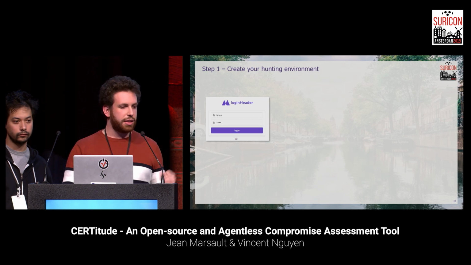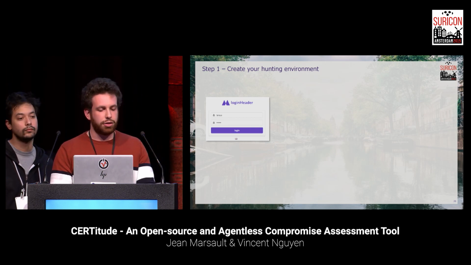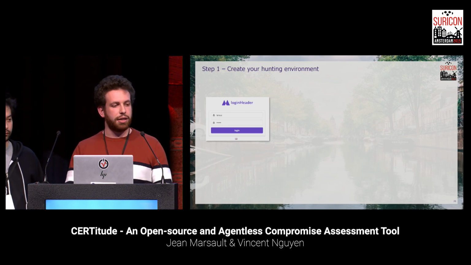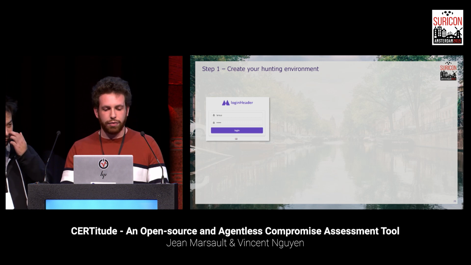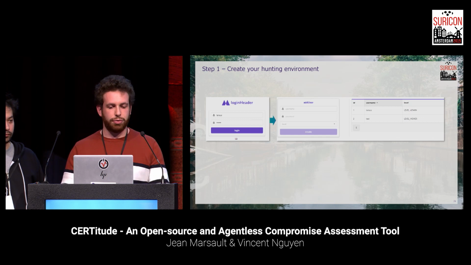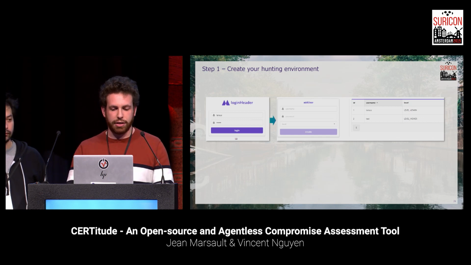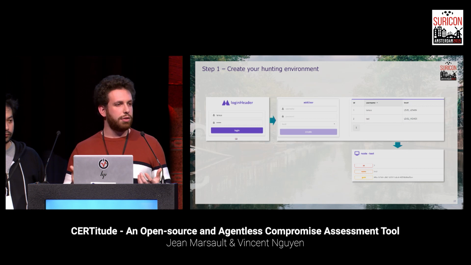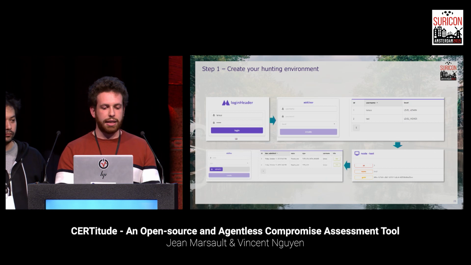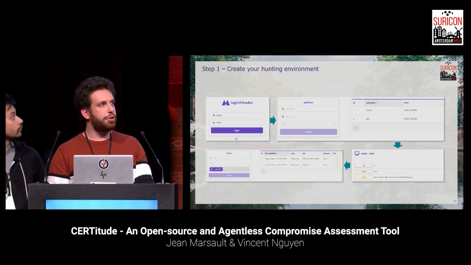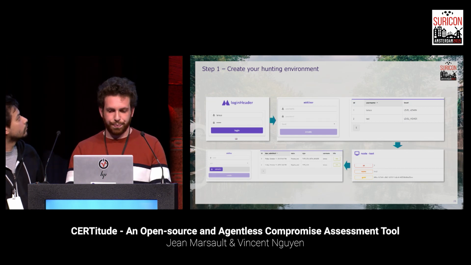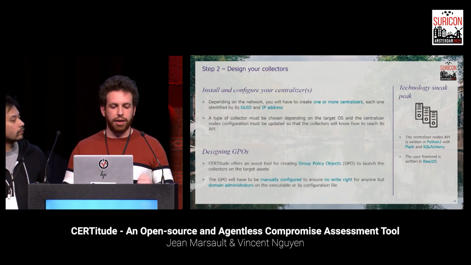This is what this looks like for now, but it's subject to evolution. So you go to the authentication form, then you log in. When you log in, you can add the users that you want to interact with on the interface. You can create all the centralizer nodes that you will need after. And then you can upload the IOCs that you need on your system, and that will be given to the centralizer nodes.